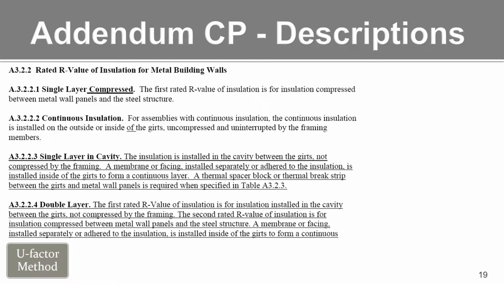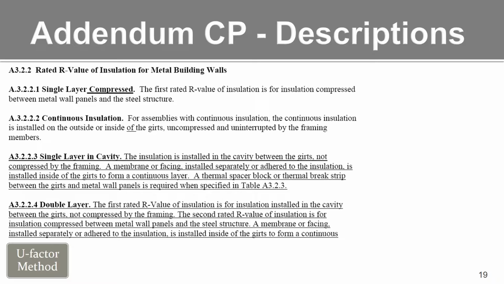So let's take a look at these new insulation descriptions for metal building walls. You have the single layer in cavity and then the double layer metal building wall. In the past, this term was used in the older versions of 90.1 where it had 2 layers compressed between the wall panel and the girt. And that was removed, at least from the prescriptive tables, since that's not commonly used. And this new definition for a double layer system has 1 layer compressed and 1 layer uncompressed.